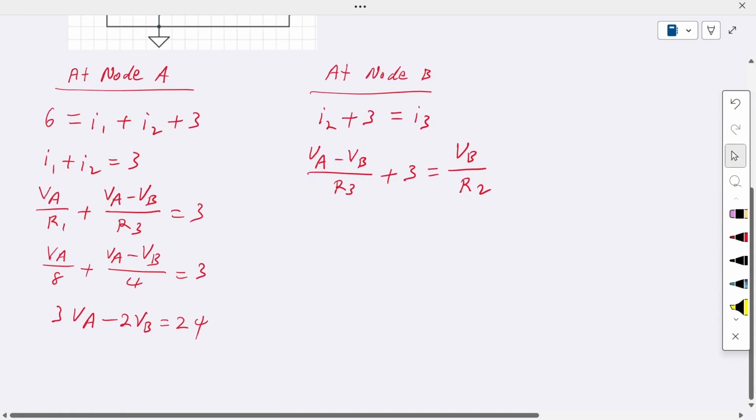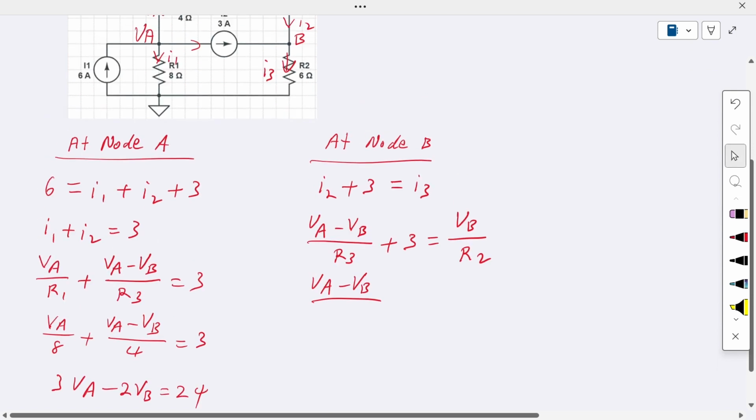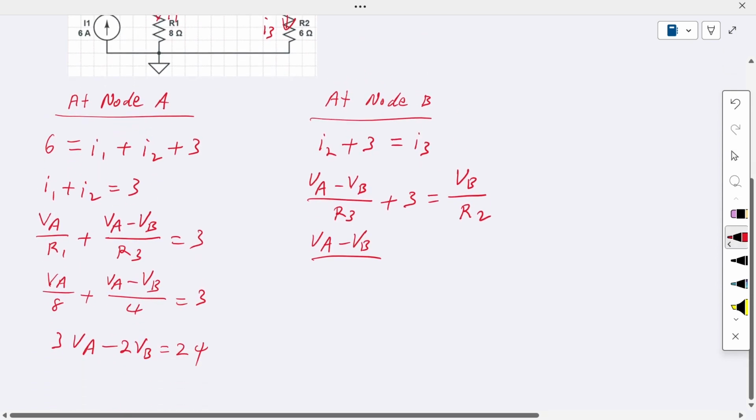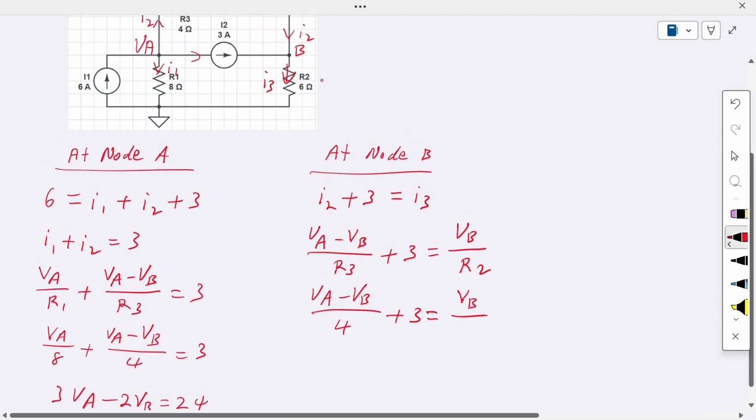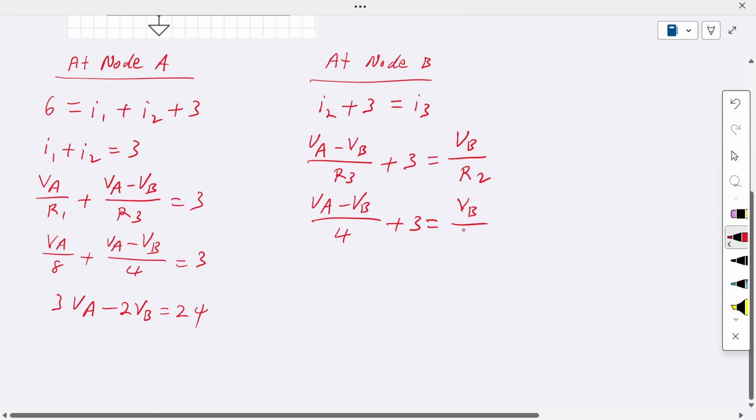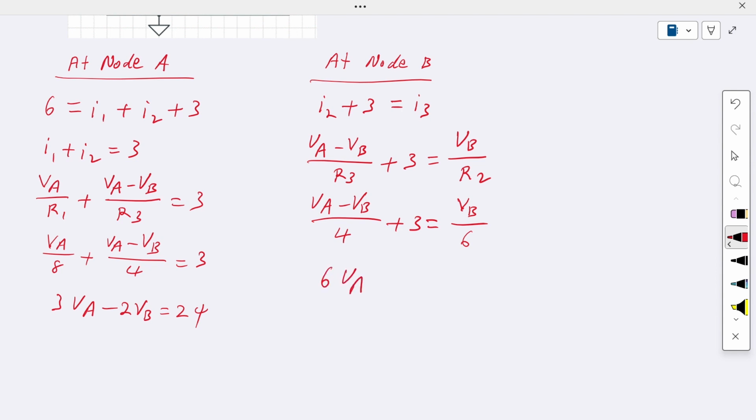We substitute the values for this. We have VA minus VB over R3, which in our case is 4 ohm, plus 3, equal to VB over R2, which is 6 ohm. Right, so we simplify this. In this case, you will get 6VA minus 10VB equal to minus 72.